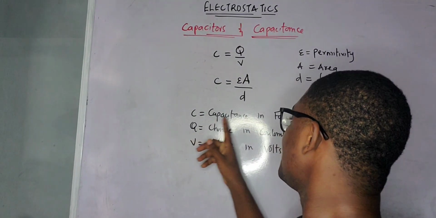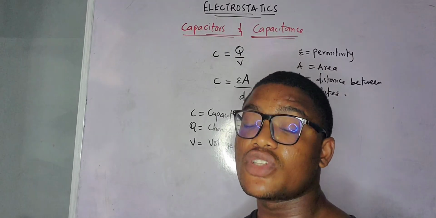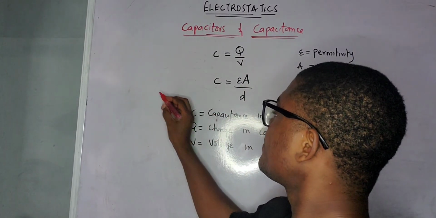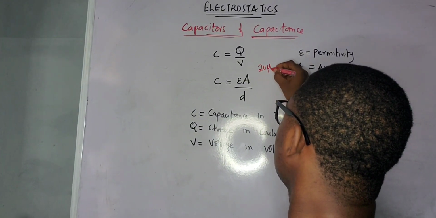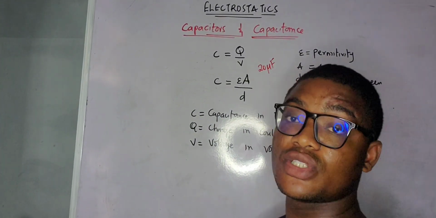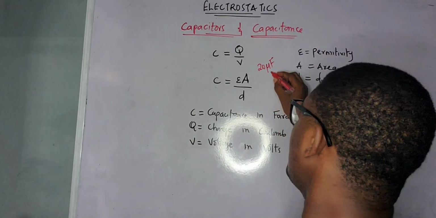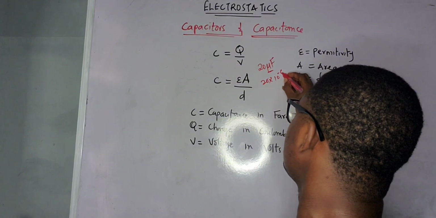C is the capacitance in farads. The unit of capacitance is the farad. Sometimes you are going to have values like 20 microfarads. Micro is 10 to the power minus 6. That should not be new to you. So this is 20 times 10 to the power minus 6 farads.